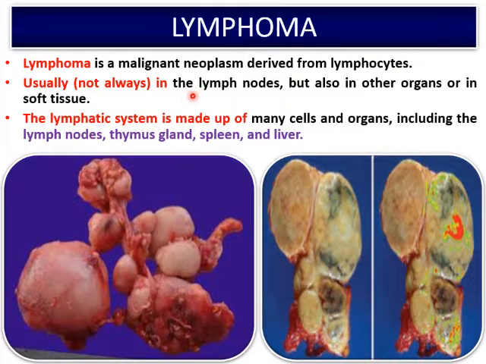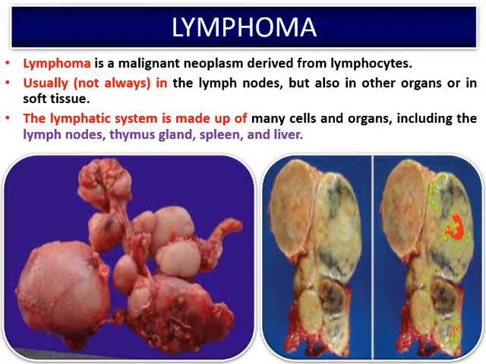It usually occurs in the lymph node, but not always. It can occur in other organs or other soft tissue that contains lymphocytes. So any organ or any site containing lymphocytes, lymphoma can arise from it. So lymphoma is usually, but not always, in lymph node.